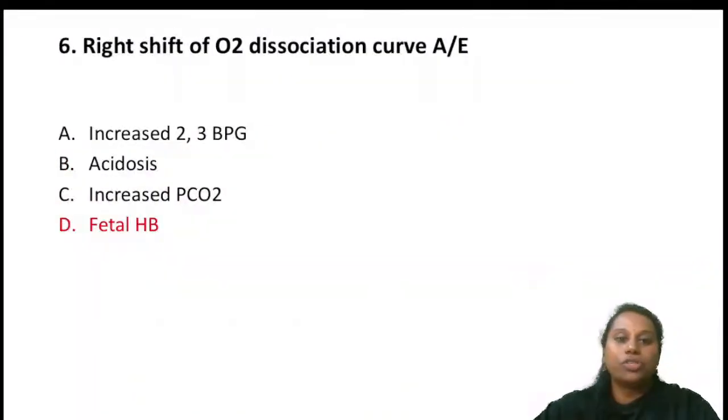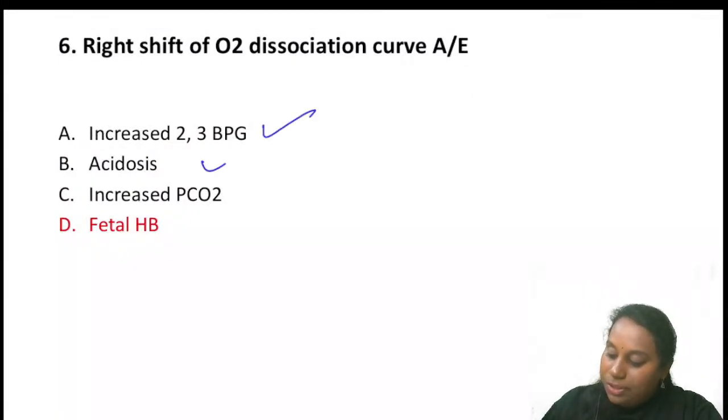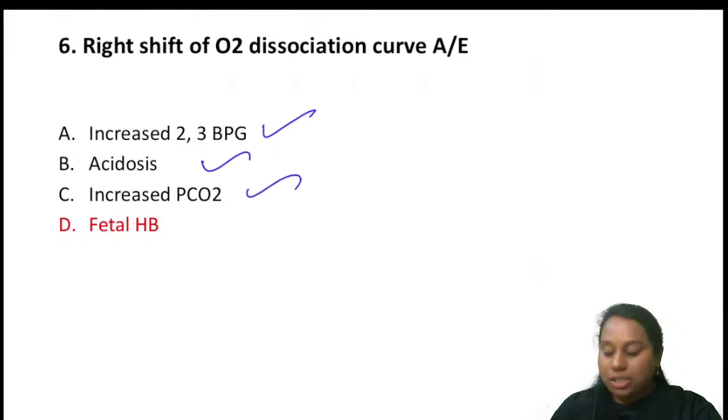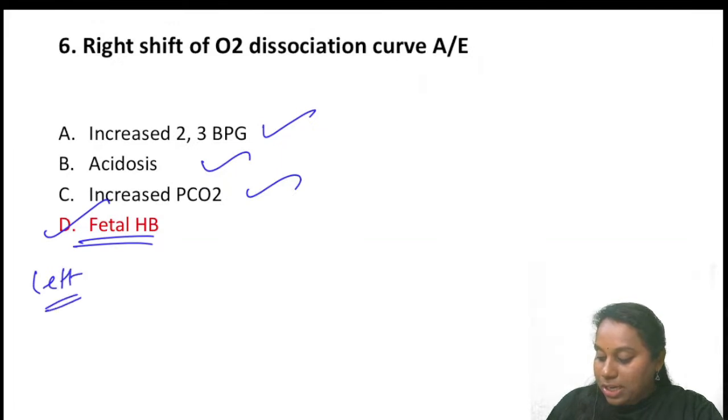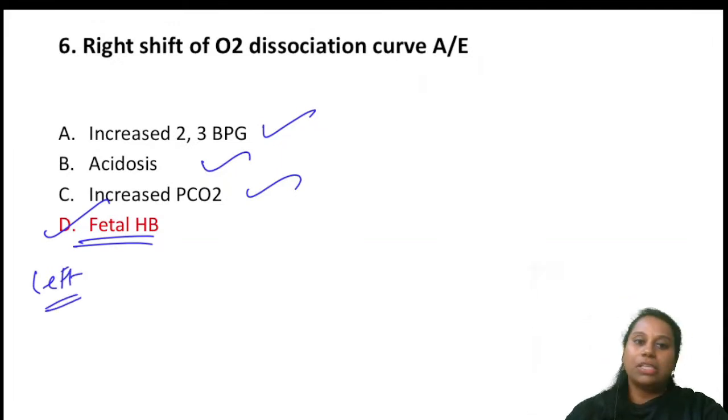Hope the oxygen hemoglobin dissociation curve is clear now. Right shift of the curve is seen in increased 2,3-BPG, acidosis, increased CO2. Fetal hemoglobin causes left shift, not right shift. The answer is option D, fetal hemoglobin.